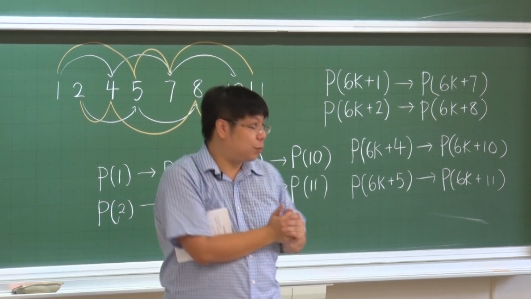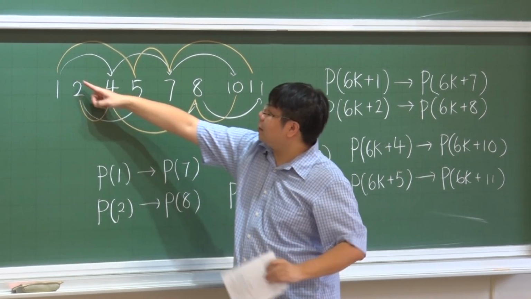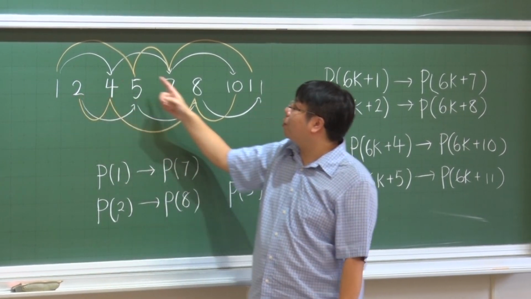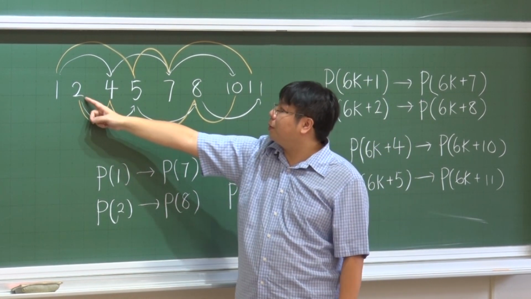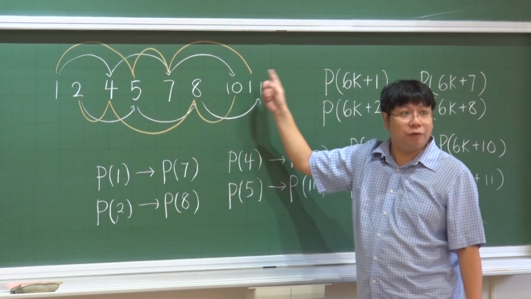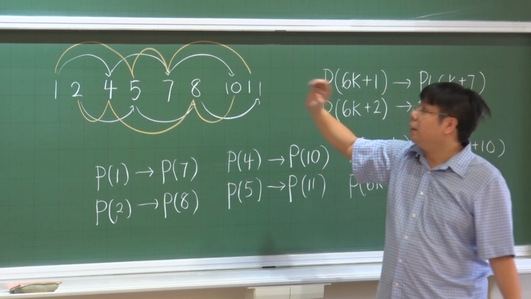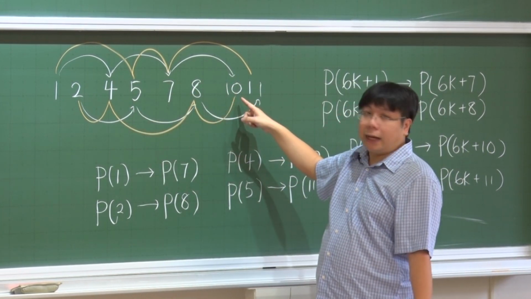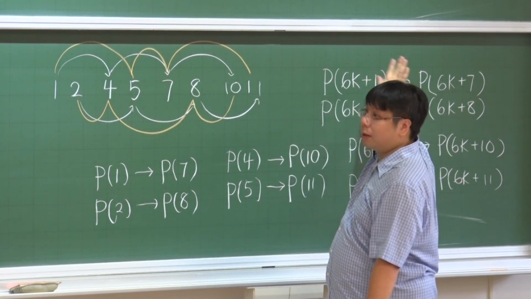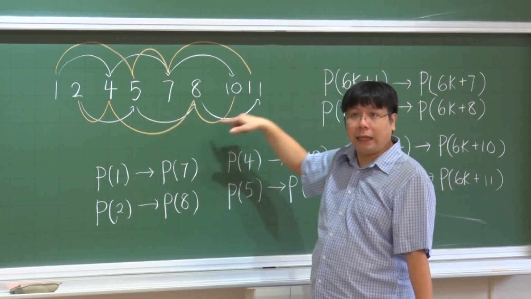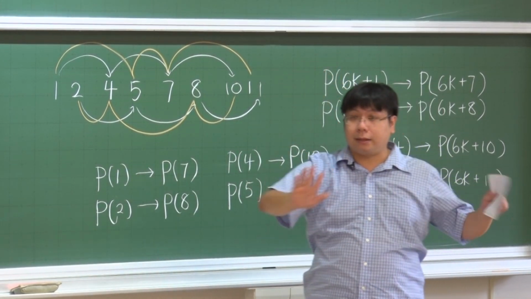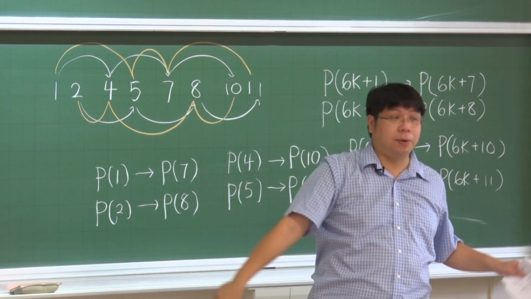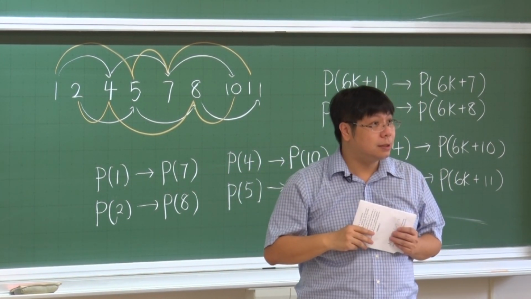Okay, so 1 will go to 7, 7 will go to 13, and so on and so forth. 2 will go to 8, 8 will go to 14, and so on. 4 will go to 10, 10 will go to 16, and so on. And then finally, 5 will go to 11, 11 will go to 17, and so on. So you will see that all the numbers that are not multiples of 3 are covered.